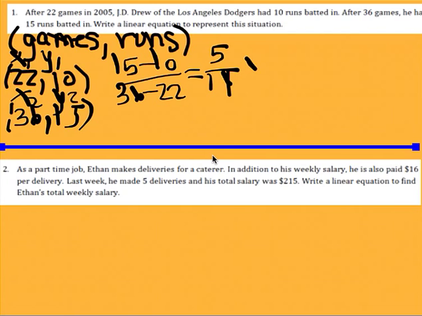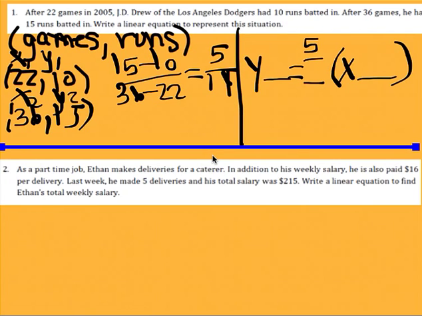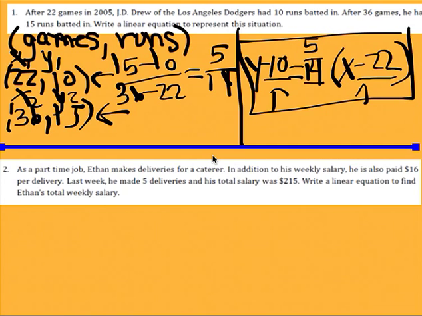So I'm going to go ahead and put this into point slope form. So I'm going to set up my puzzle. Okay, so my slope goes here. That's going to be 5 over 14. Then I need to pick a point. I can use that one or that one. So let's use the point (22, 10). In here, the opposite of my y-coordinate. My y-coordinate is 10, so the opposite is minus 10. Over here, the opposite of my x-coordinate. My x-coordinate is positive 22, so the opposite is minus 22. So that right there is your final answer for number 1.